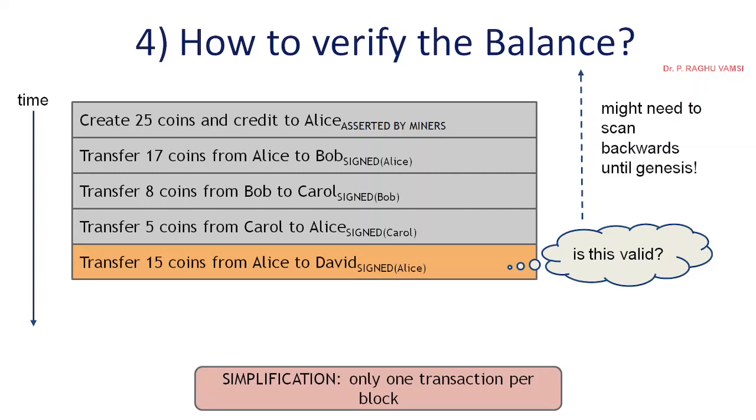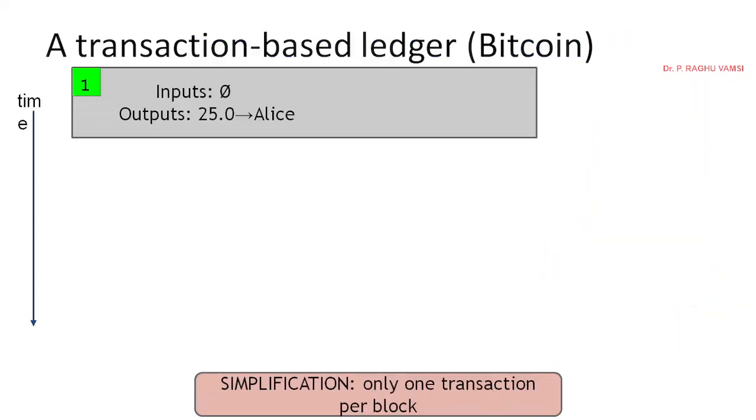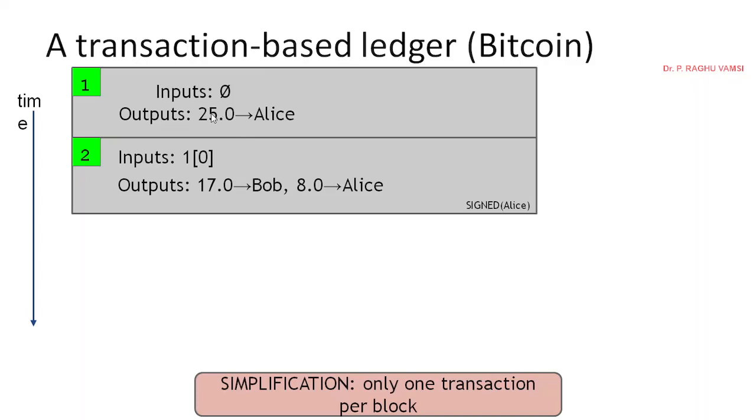So an easy solution has been used in Bitcoin, which is like this. The transaction-based ledger in Bitcoin looks like this. Input is null, which means it is a starting input, a starting transaction. Output is 25 to Alice. Based upon this input, the next transaction happens. So 1 of 0 is the first transaction, and on this first transaction, the next transaction is happening.